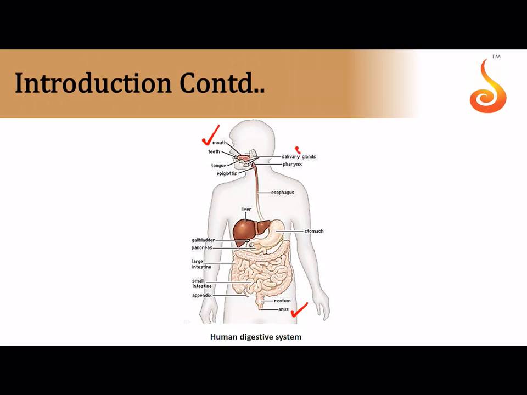For example, here you can see in your oral cavity you have the salivary glands. In your abdominal region you have the liver and the pancreas, within the stomach there are gastric glands, and within the small intestine there are intestinal glands. So the alimentary canal includes both the parts through which the food passes, as well as the glands, mostly exocrine glands, which pour out their secretion into the lumen of the alimentary canal, which mixes with the food and helps in the process of digestion.